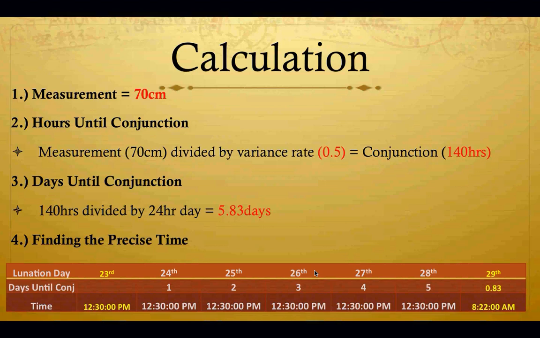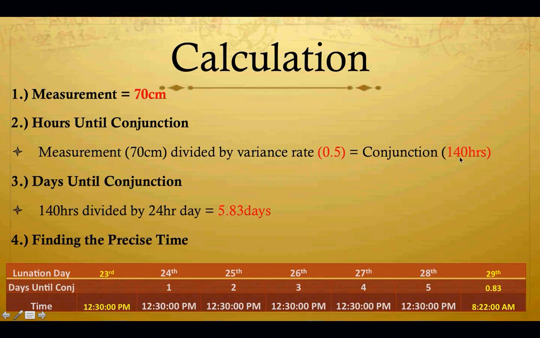So here it is. Here's the calculation all summed up in the four steps. Okay, so we took the measurement, and we see here that we measured 70 centimeters on a staff. And here we want to look at the hours until conjunction. Well, if you recall what we talked about earlier about the meaning of the numbers, we were looking at that variance rate of 0.5 degrees per hour. So you measure the 70 centimeters on your staff, and you divide that by 0.5. And that's where you get your conjunction, okay?